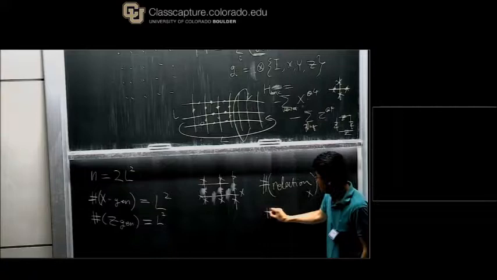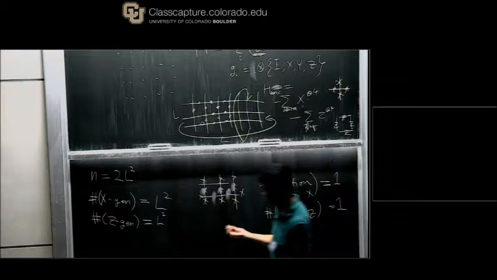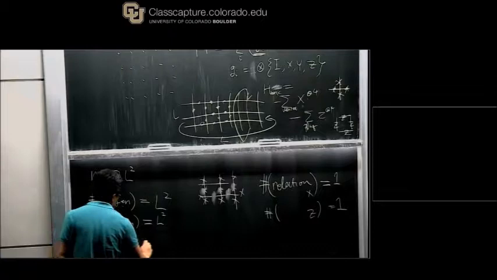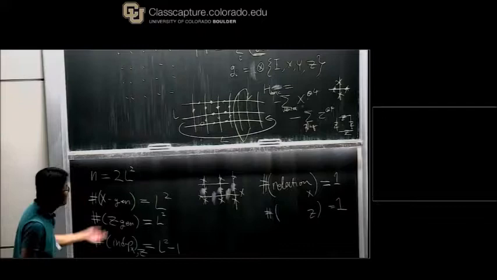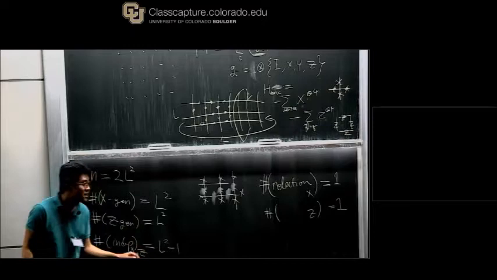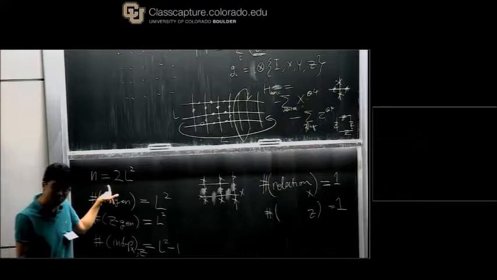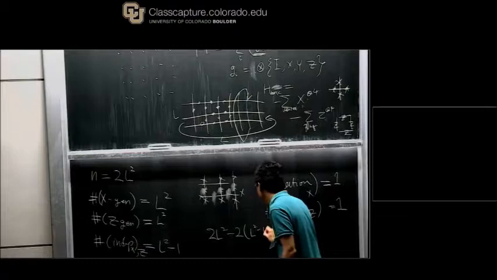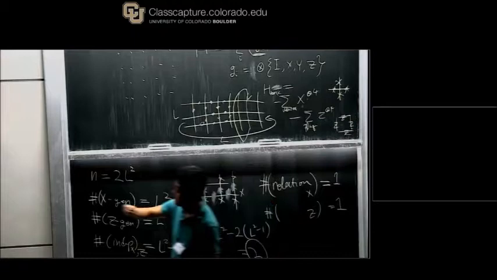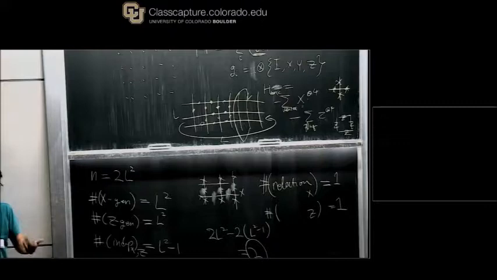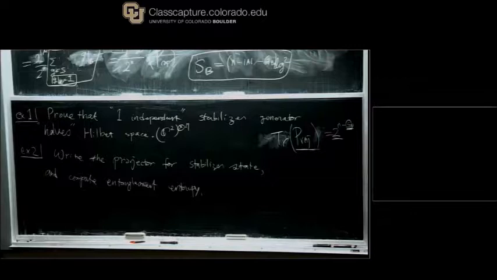And the same is true for Z type. So the number of independent ones is L squared minus 1. And if you subtract this number from the number of qubits, then you get 2, right? And this 2 is my code space dimension, well, the log of that. So the ground state code space is fourfold. There are 4 states in it.